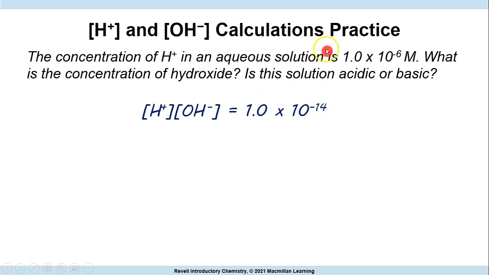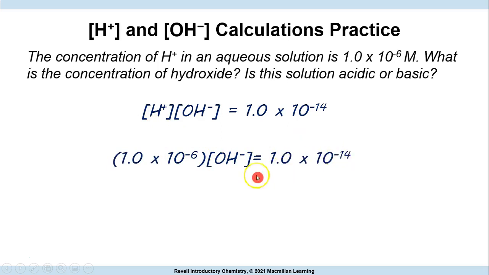Here we've been given the hydrogen ion concentration. So we are going to go ahead and substitute it in this equation and equate it to what we have to the right. So we can actually obtain the hydroxide ion concentration here.